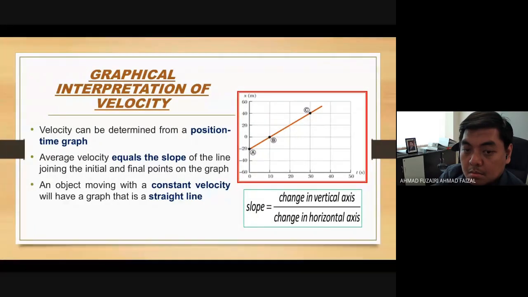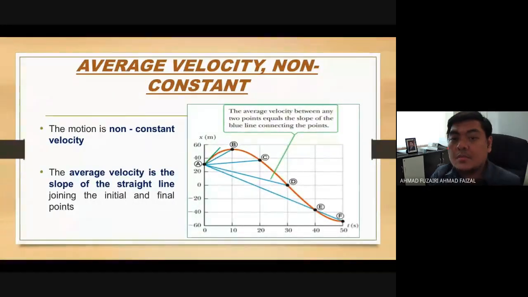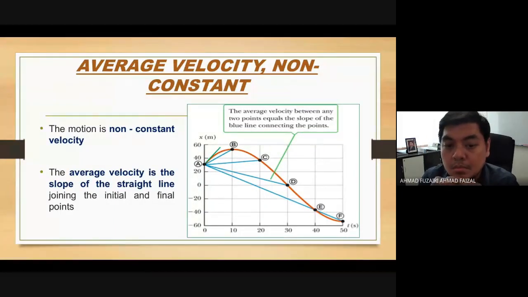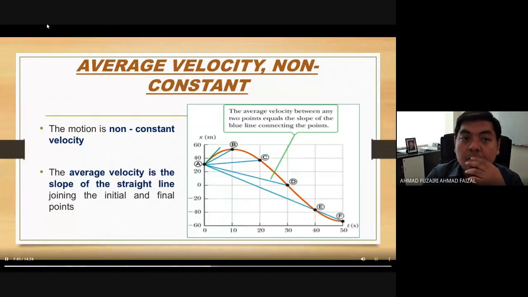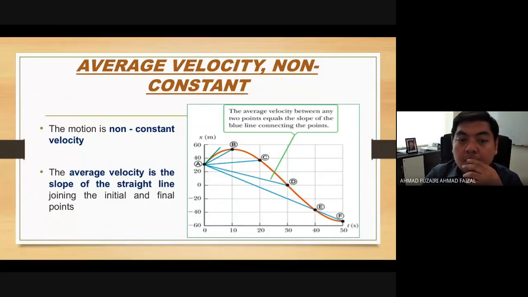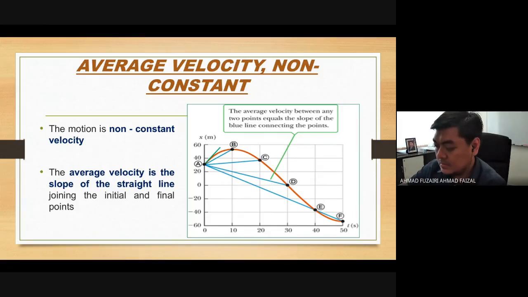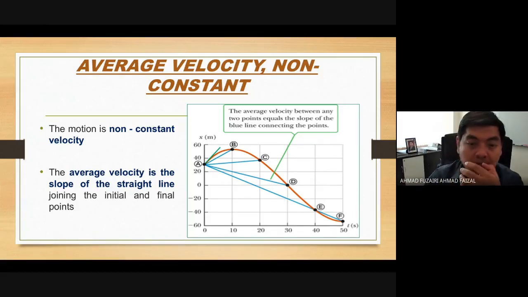When the moving object changes its velocity, we may have a curved graph. This motion is called non-constant velocity. Therefore, a position versus time graph is not a straight line due to the changing of the velocity. The magnitude of average velocity is the slope of the graph. To get this, the student needs to draw a straight line from the initial point to the final point, as shown as the blue line on this graph.